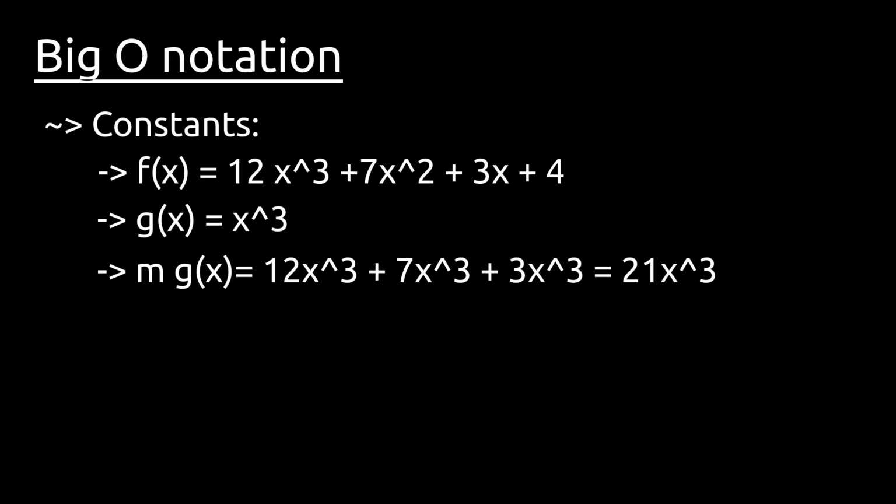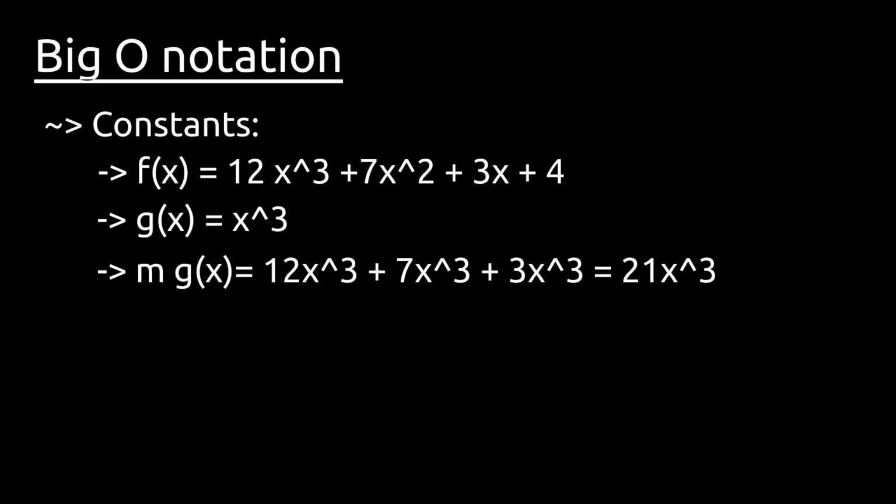M times g of x is equal to 12x cubed plus 7x cubed plus 2x cubed, which would simplify to 21x cubed. Now, since g of x is x cubed, therefore m has to be 21.